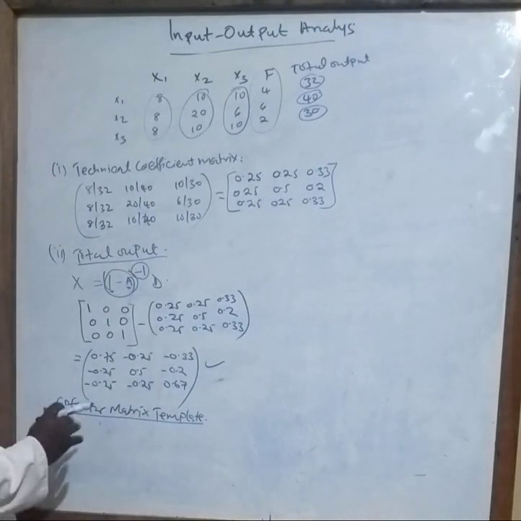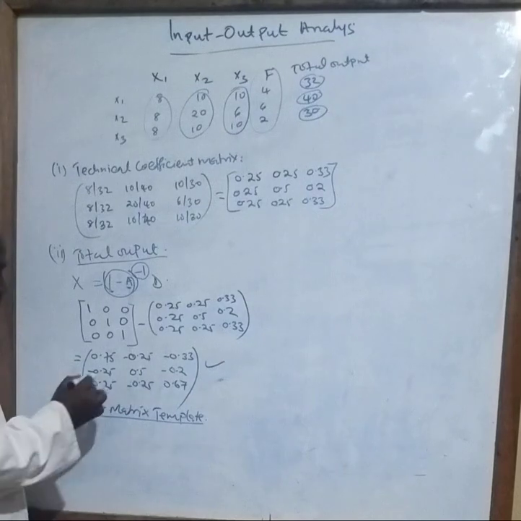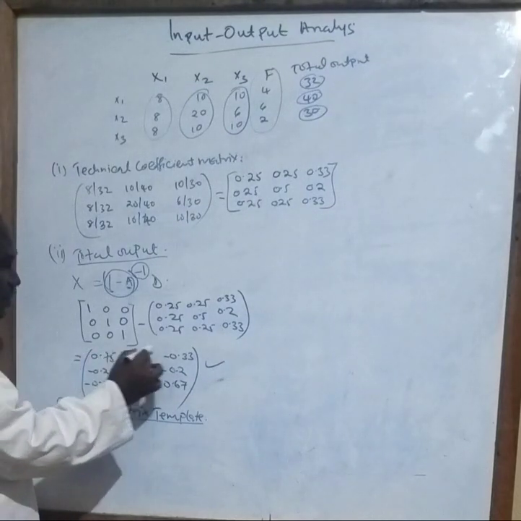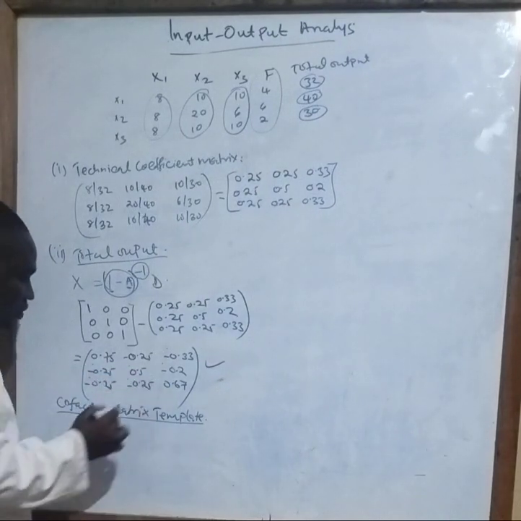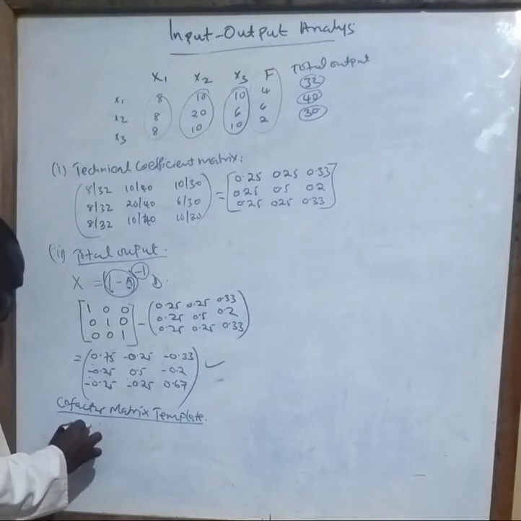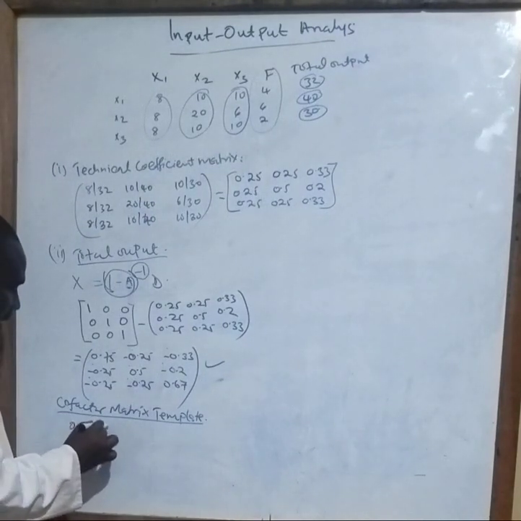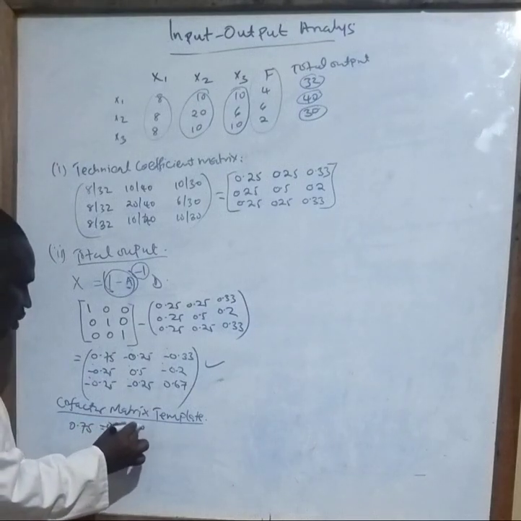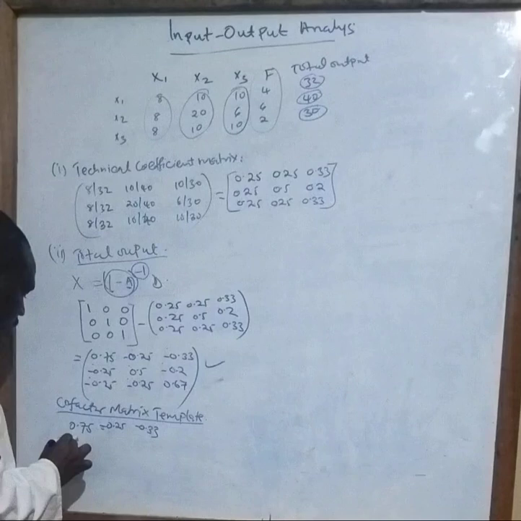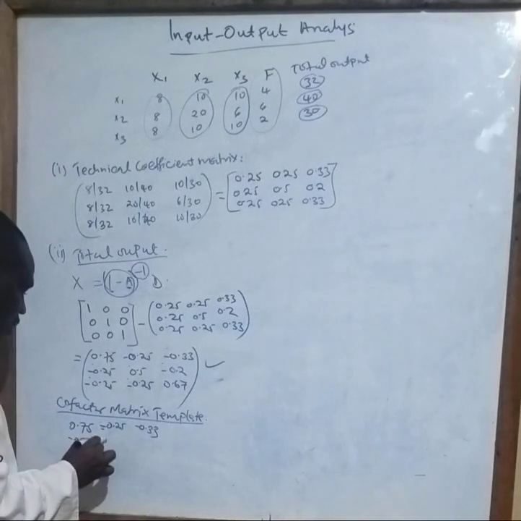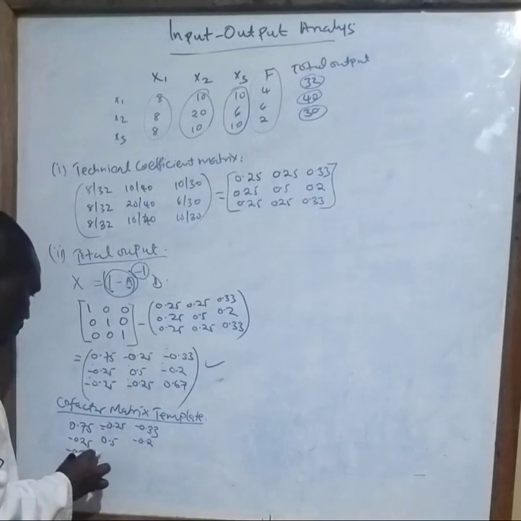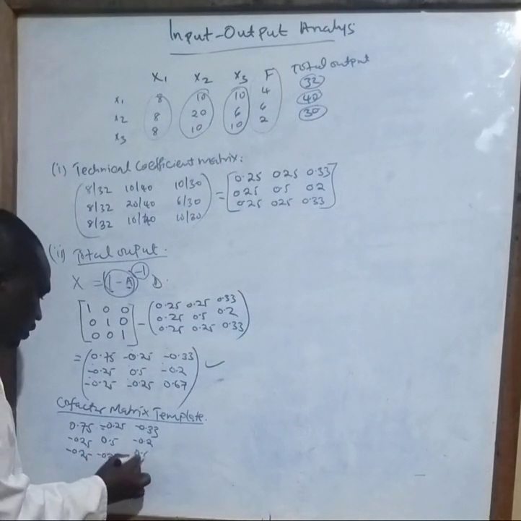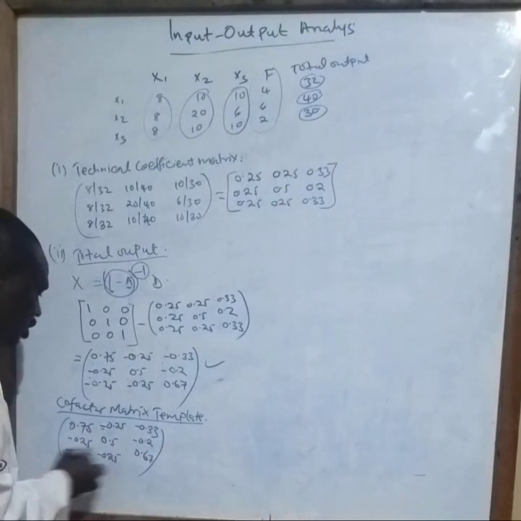So we say the first row will be positive, negative, positive. Negative, positive, negative. Then positive, negative, positive. So therefore: 0.75, negative 0.25, negative 0.33, negative 0.25, 0.5, negative 0.2, negative 0.25, negative 0.25, then 0.67. Convert this into a template.